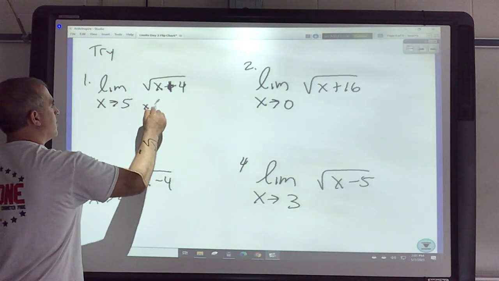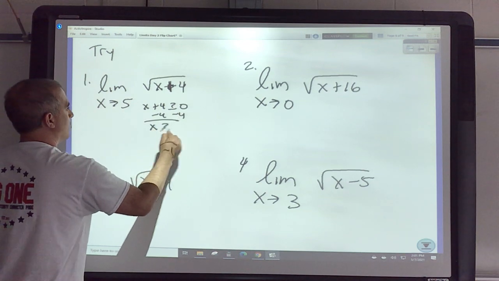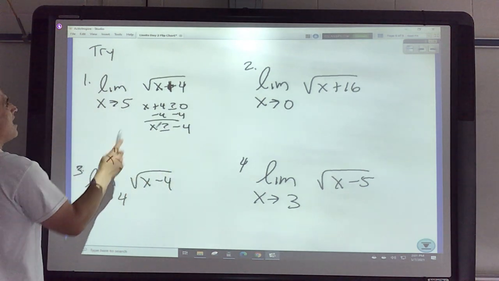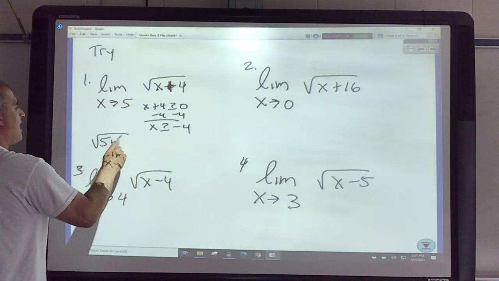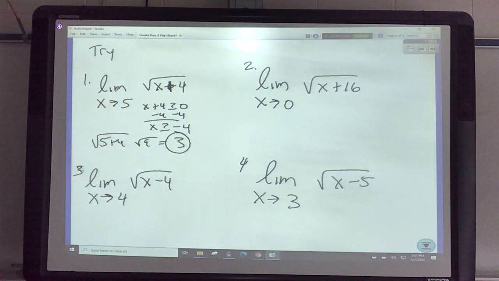This one, all right, greater than or equal to -5. That's well into that, so I'm just going to go ahead and evaluate that. That's square root of 9, which is 3. That's the limit for that, okay?